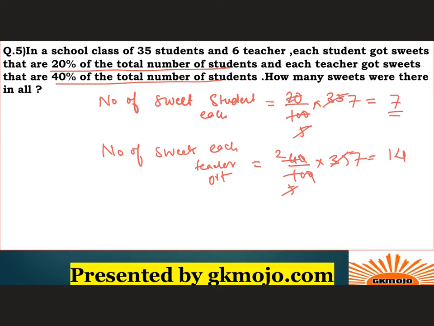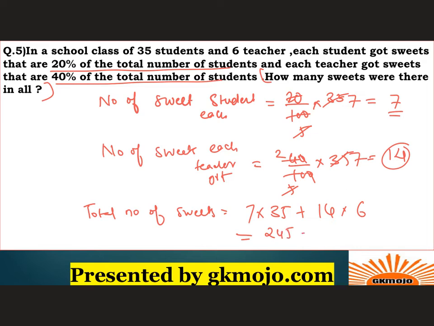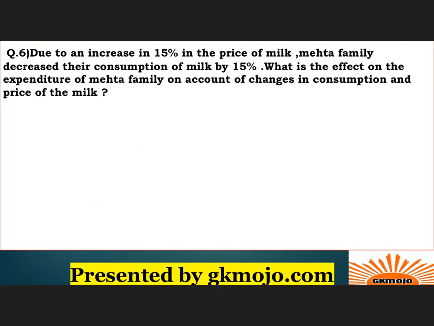So now they ask how many sweets were there in all. So basically the total number of sweets is first 7 into how many students? 35. Then this 14 into how many teachers were there? 6. So you will have 245 plus 84, which will be 329. This is the total number of sweets that were distributed among 35 students and 6 teachers. So let's have a look at the next question.